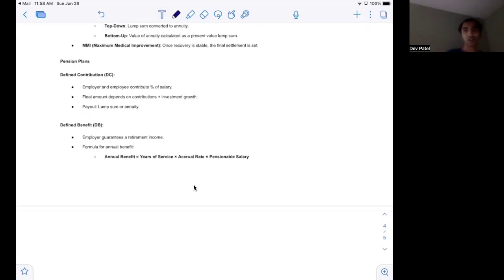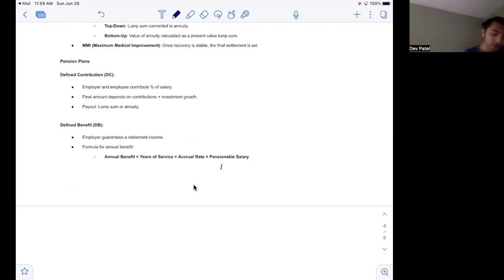Pension is all about setting up your retirement funds, and there are two main types: defined contribution and defined benefit. Defined contribution is a percentage of the salary, and defined benefit is a fixed benefit amount. And typically it's years of service times accrual rate times pensionable salary.